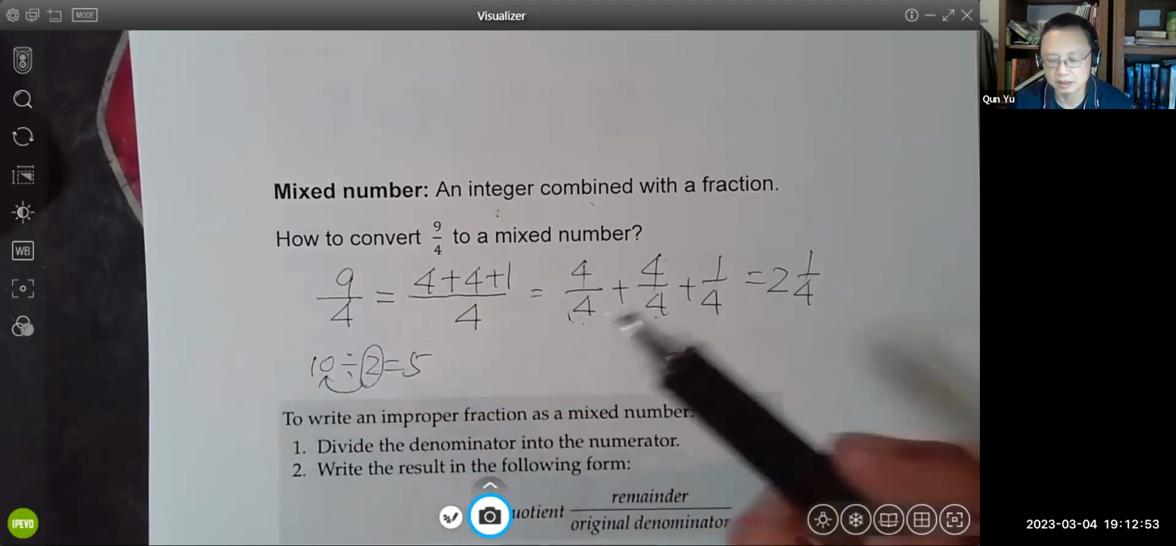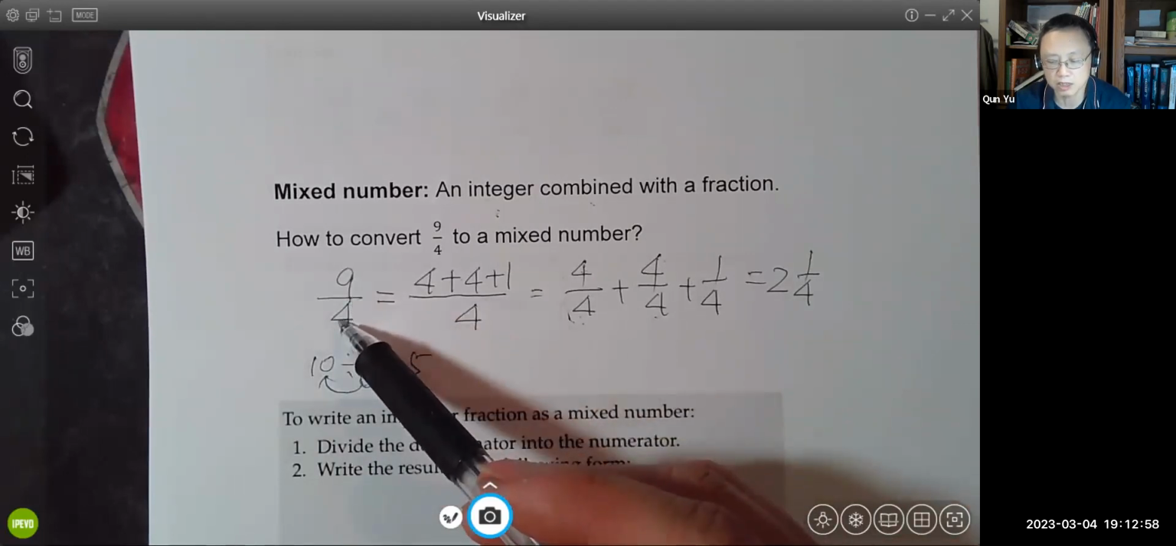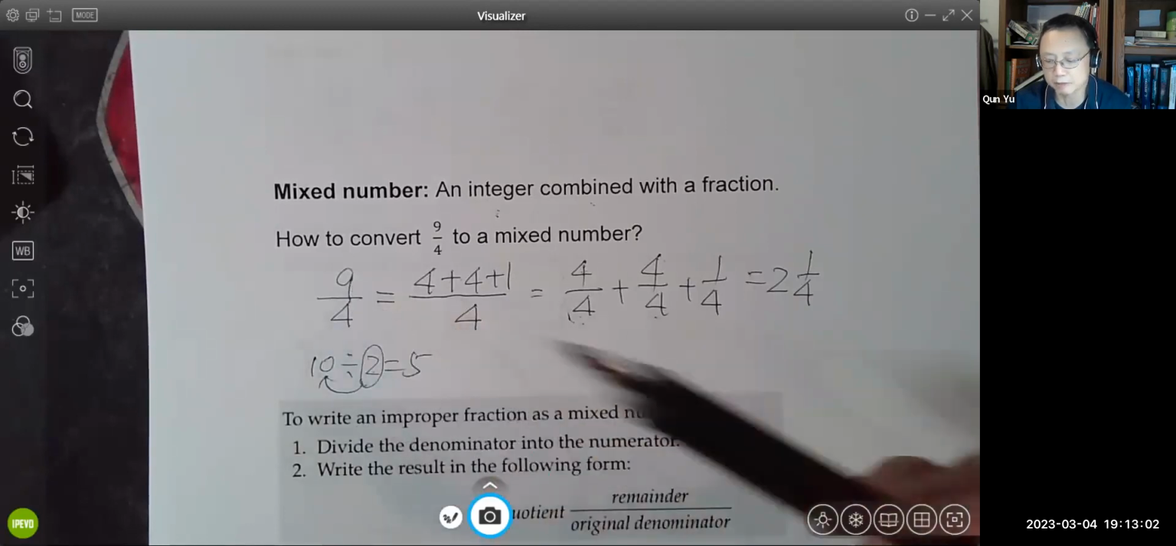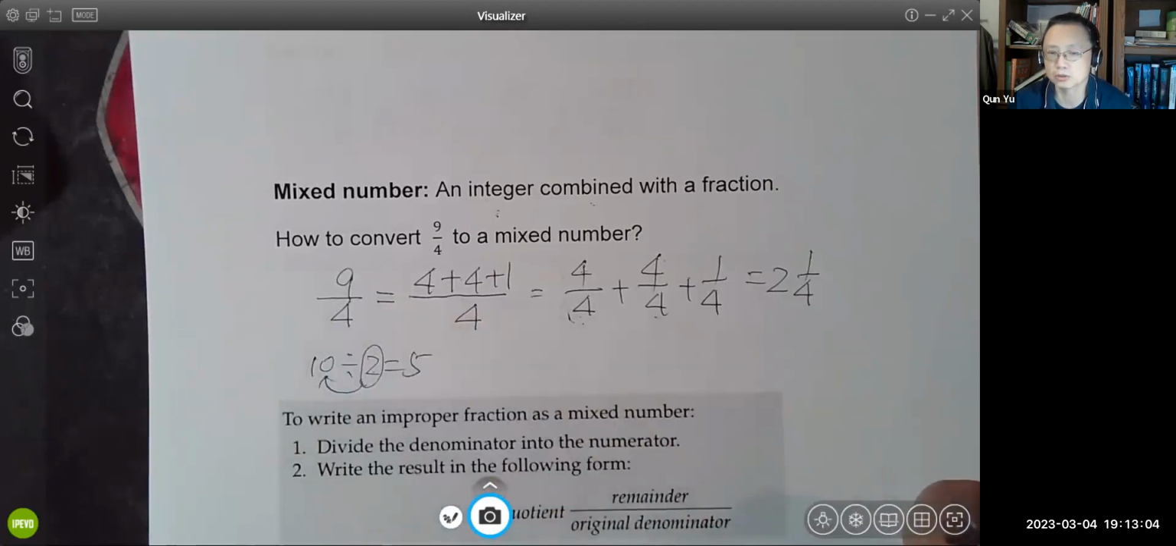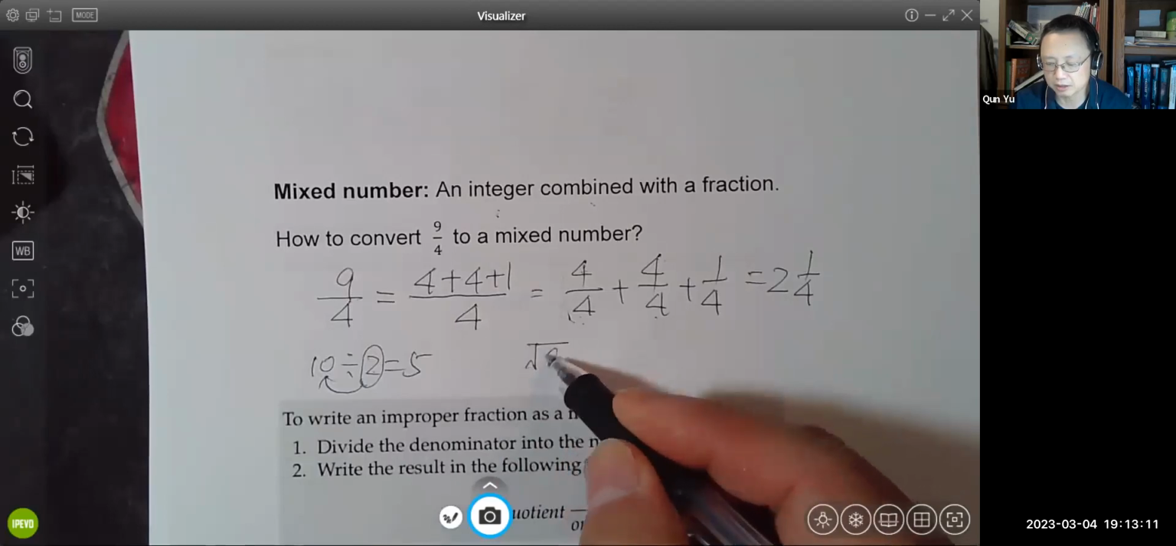number. And that's why we want to do division, because each 4 gives us a whole 1. We want to know how many 4s are in 9. That's why we use 9 divided by 4 to convert it to the mixed number. So if I do division, it goes like this.